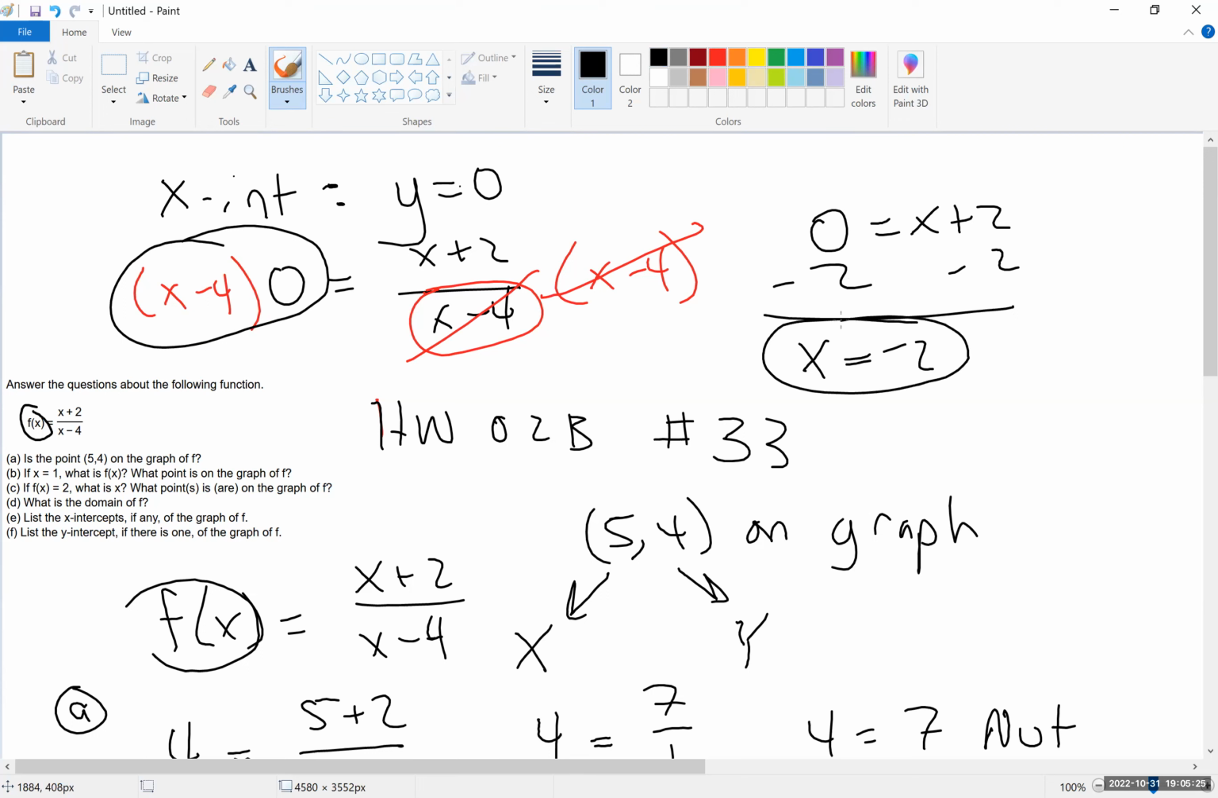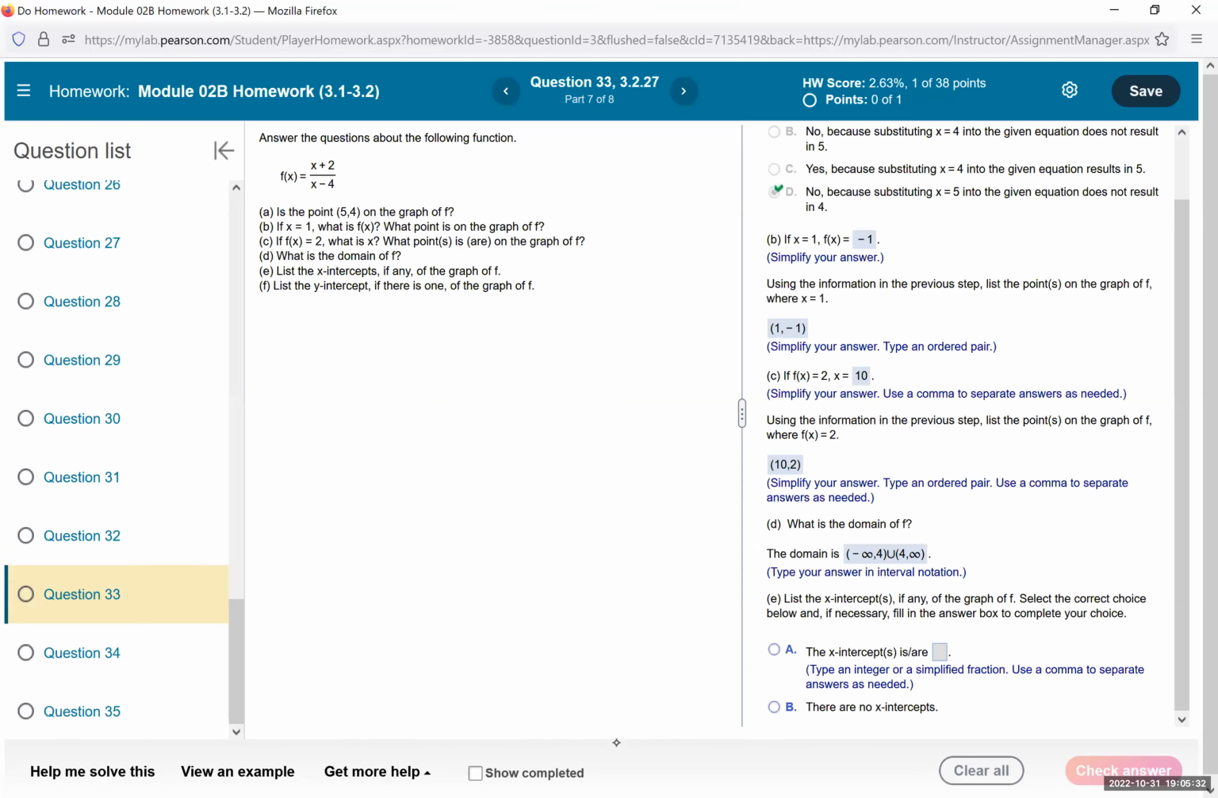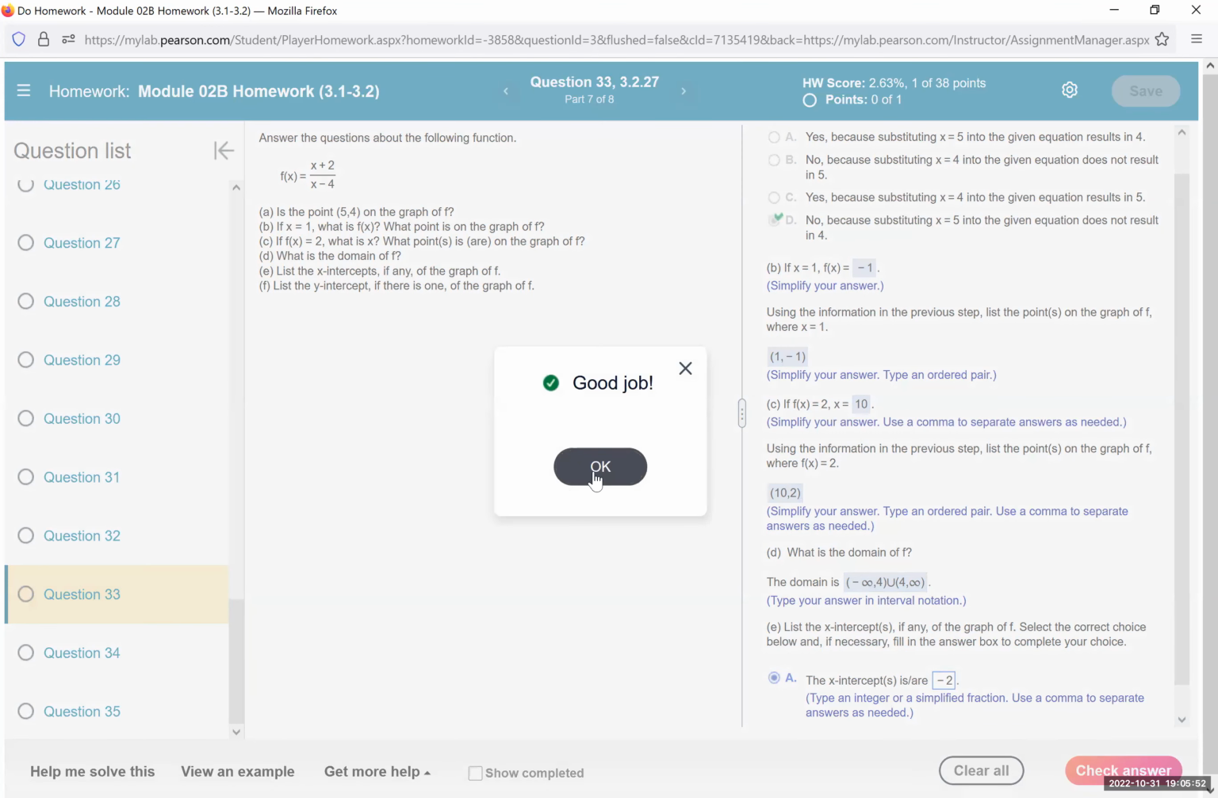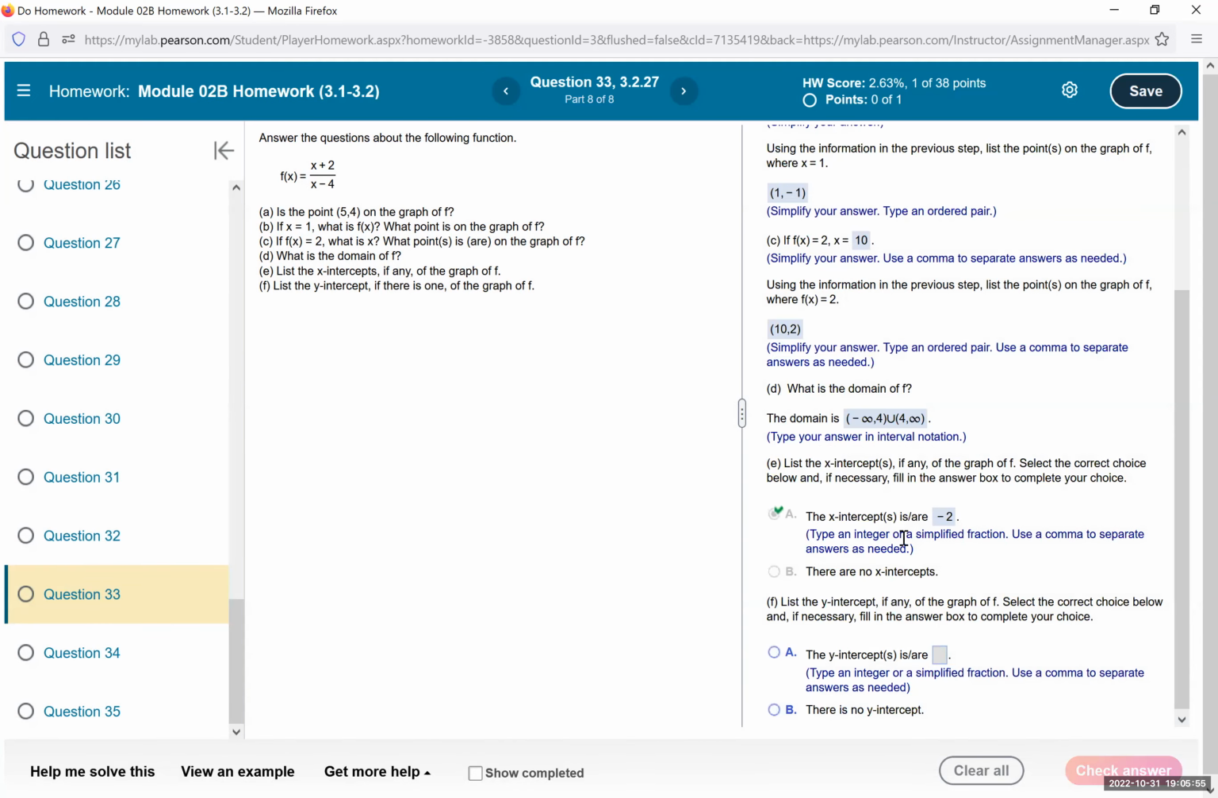That is your intercept. Now, they will tell us if they want it as an ordered pair or not, so we have to be careful. It says type your answer as an integer or a simplified fraction. All we're going to write here is negative 2. It's not an ordered pair. It can be very hard to know what they want. You can read the blue below it. That'll give you an idea.